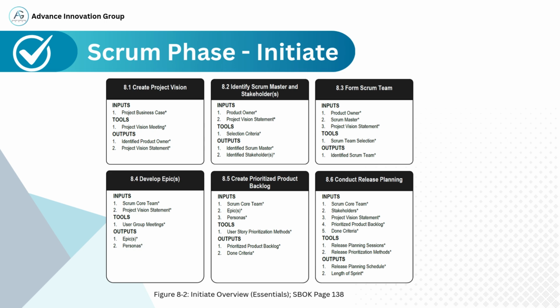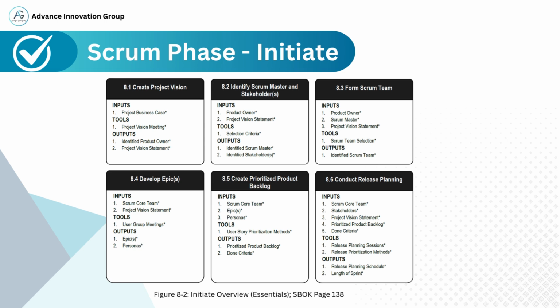3. Form Scrum Team. Next, the Scrum Team is formed by selecting members who will take on the development work. This is done using team selection tools, and the output is an identified and aligned Scrum Team.